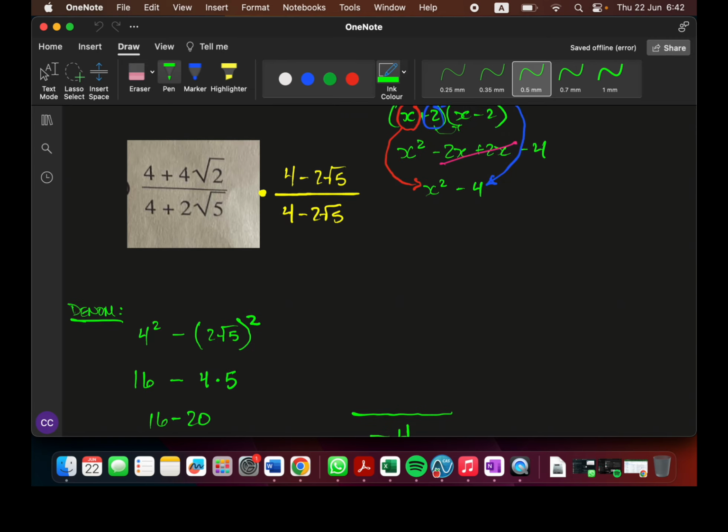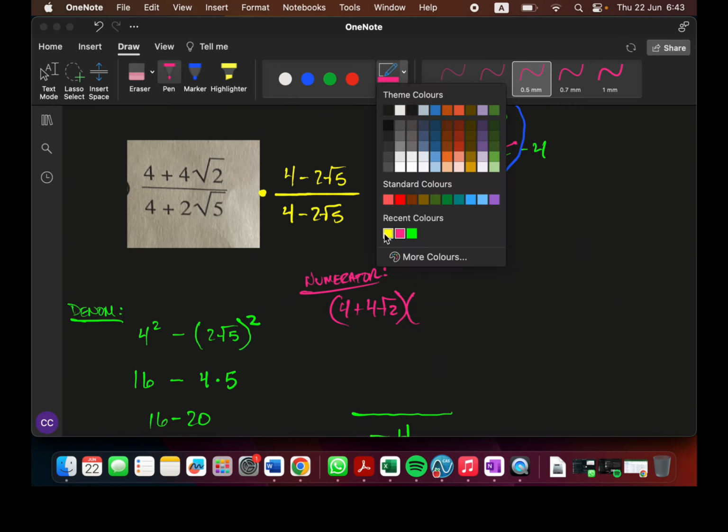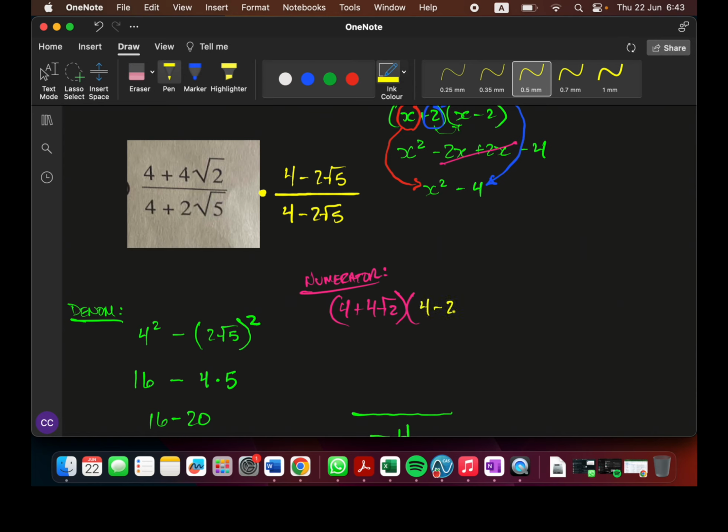Now, the difference of two squares in these problems always works out great for the denominator. It always sucks for the numerator. So what we need to do now is take my numerator, 4 plus 4 square roots of 2, and multiply that by 4 minus 2 square roots of 5. I'm just going to expand that and find what my answer is.